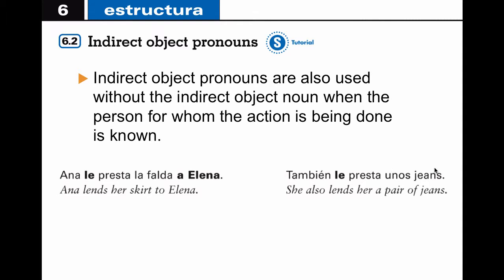También le presta unos jeans. Okay, so since here in this sentence we're saying, where is the indirect object? The indirect object here: Elena. Okay. So we don't have to repeat it again because we already know who we're referring to. Ana le presta la falda a Elena, and we're following it up with another sentence also describing Elena here. También le presta unos jeans. Okay.